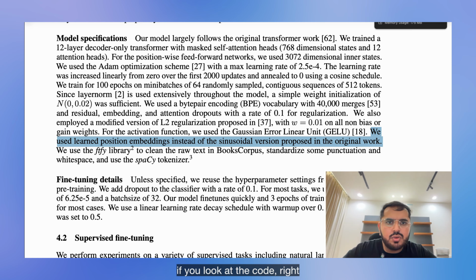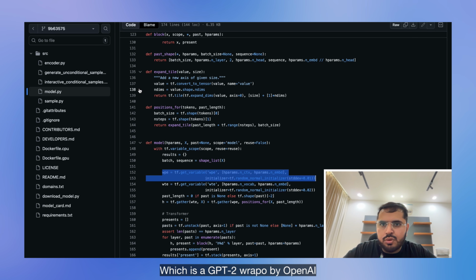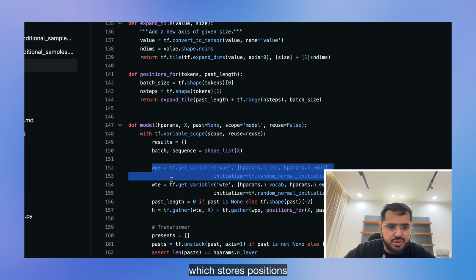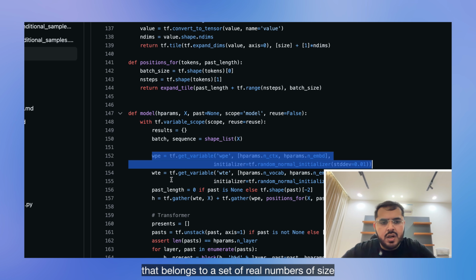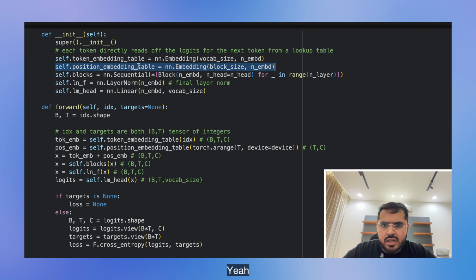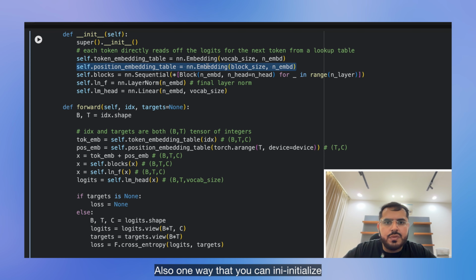Even if you look at the code, this is the GPT-2 code in their official repo by OpenAI. They create a parameter matrix called WPE, which stores positions. WPE is a matrix that belongs to the set of real numbers of size context length, or sequence length, or input sequence window, whatever you call it, multiplied by embedding dimension, or d_model. This is how we describe our positional embedding, and this is also one way that you can initialize your positional embedding vector.